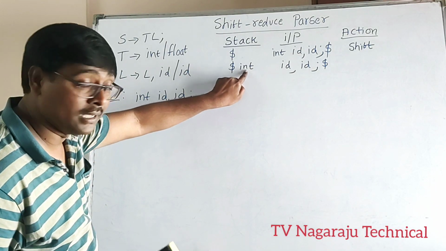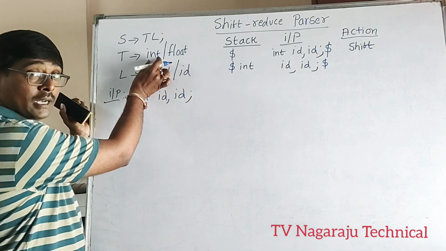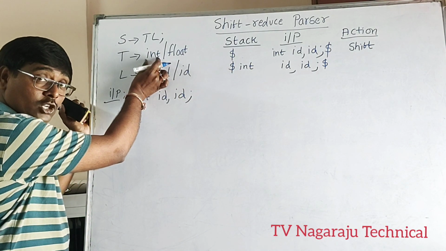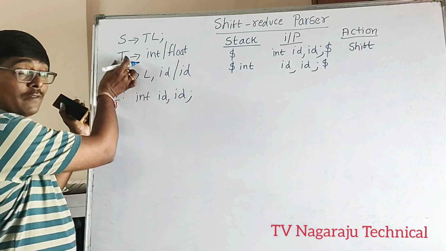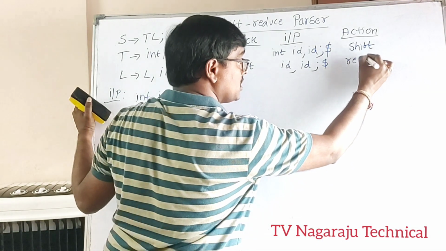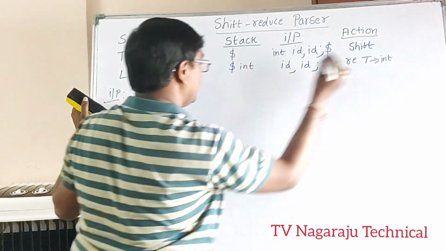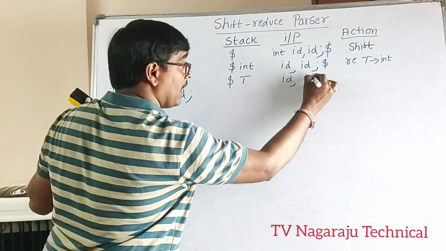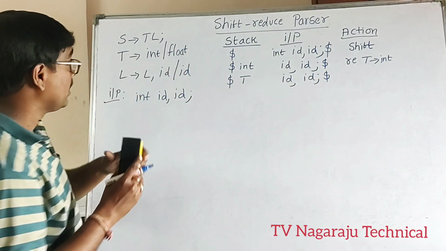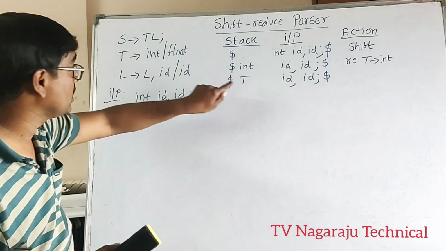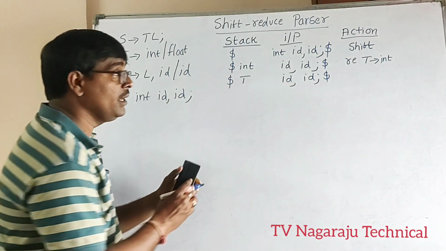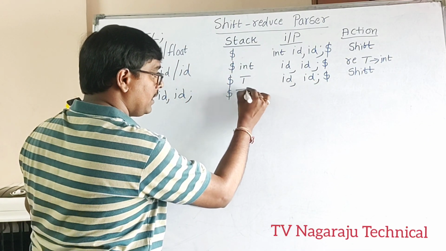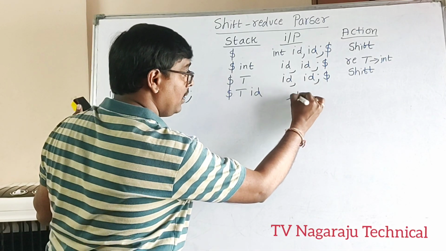Now again int. So the right side of the production matches. If the top of the stack matches with the right side of the production, then it is replaced with the left side variable. Now the operation is reduce. T tends to int. Now the stack is T, input id comma id semicolon dollar. Now T: there is no matching on the right side, so we do the shift operation.